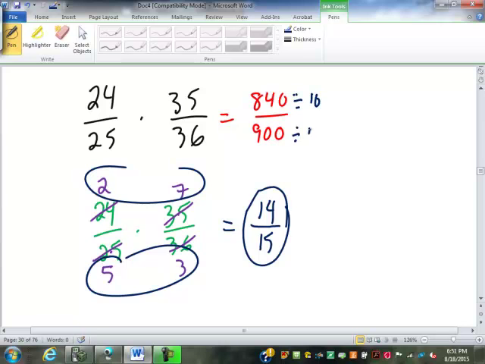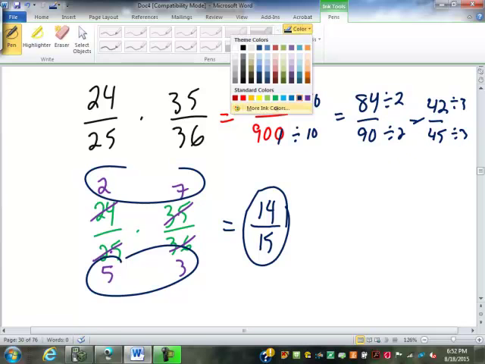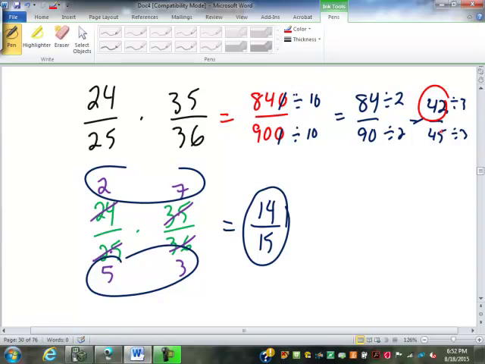If I were reducing that, I'd see the 0 on the end. I'd probably reduce by 10 first to get 84 over 90. And then I see that both of those can be divided by 2. 42 over 45. And then both of those can be divided by 3. Have you ever seen how to tell if a number is divisible by 3? How I can look at that and see that 42 and 45 are both divisible by 3 really quickly.